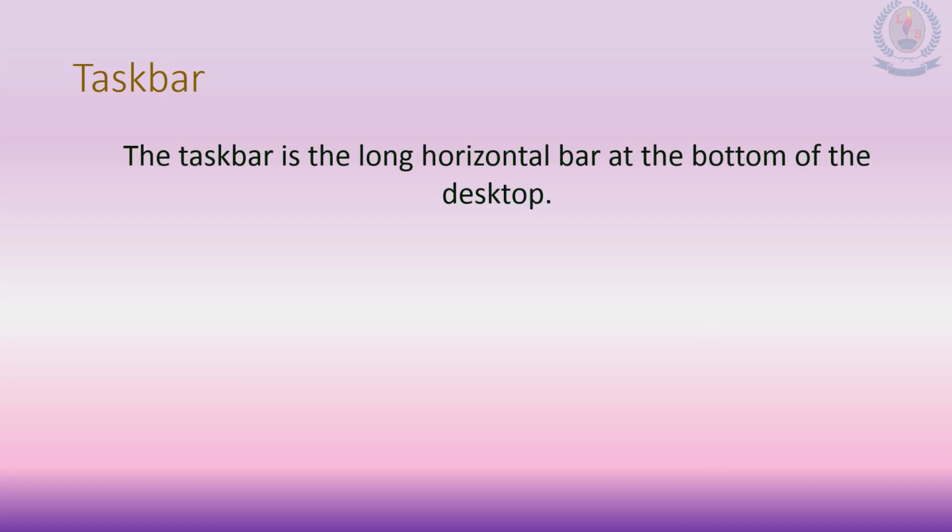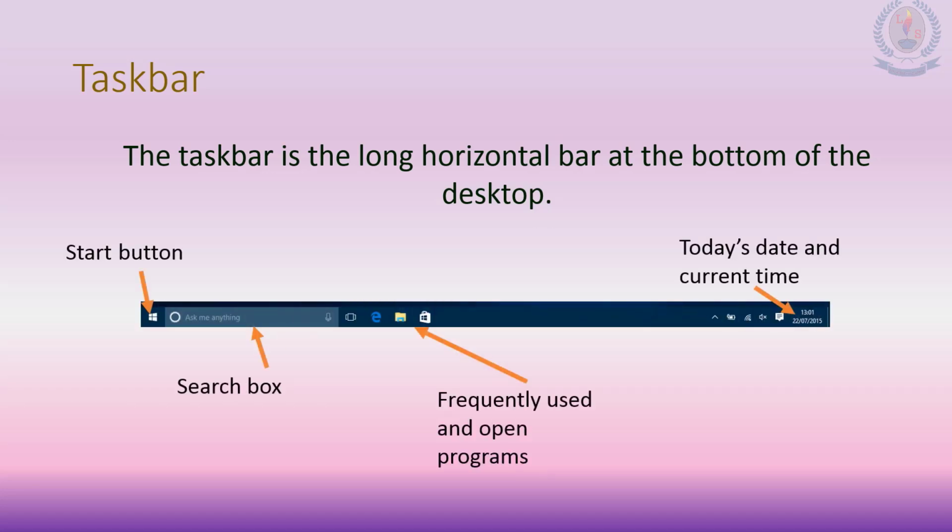Taskbar. The taskbar is the long horizontal bar at the bottom of the desktop. The taskbar has the following parts: start button, search box, frequently used and open programs, today's date and current time.